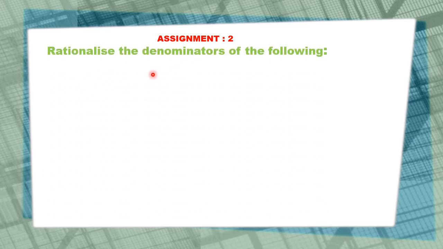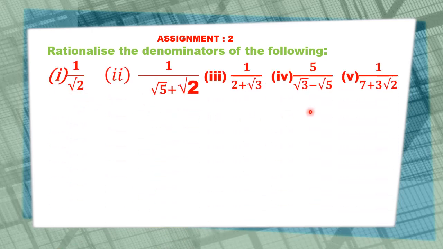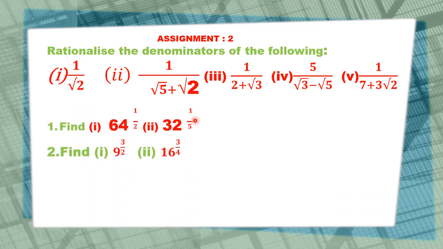Here is assignment 2 for you. Rationalize the denominators of the following. All these sums are practice sums. We have done this type of sums in the previous slide. If you don't understand, watch the slides and practice it. You will definitely work it out successfully. All the best to you. Even these sums we have practiced in the previous slides. You just refer to the previous slides if you are missing any steps or if you find some confusion. Everything is there in the previous slides.